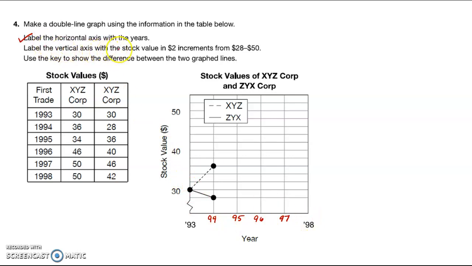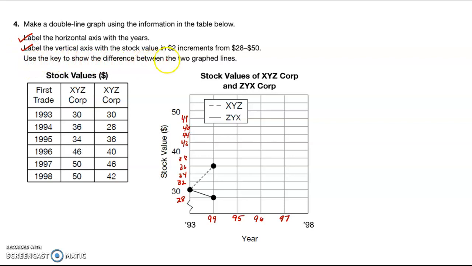Label the vertical axis with the stock value in $2 increments from 28 to 50. Okay, so it's every $2. So this is 28, 30, 32, 34, 36, 38, 40, 42, 44, and you'll do this 50, and it just has to go to 50. So we're good. Wait, lost my thing. Where'd it go? Oh boy. There we go. Okay. So that's done.